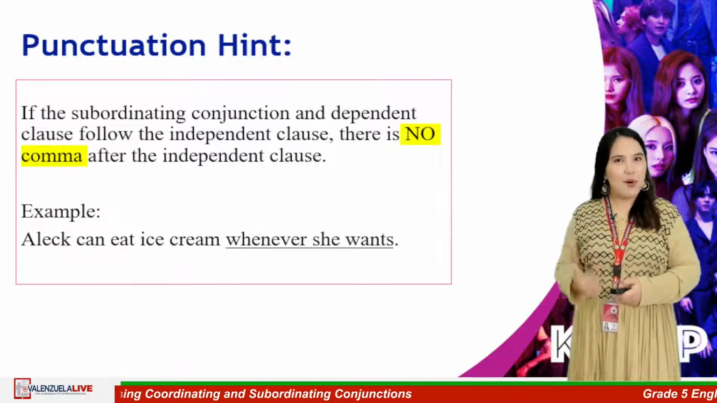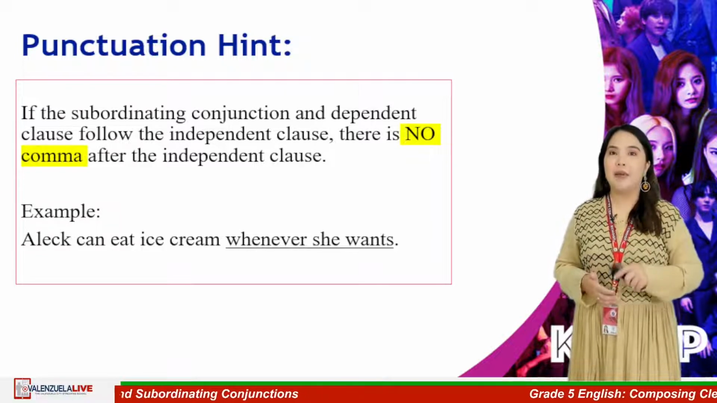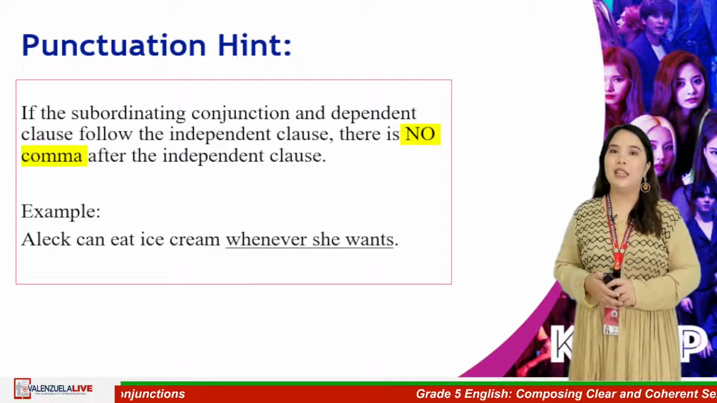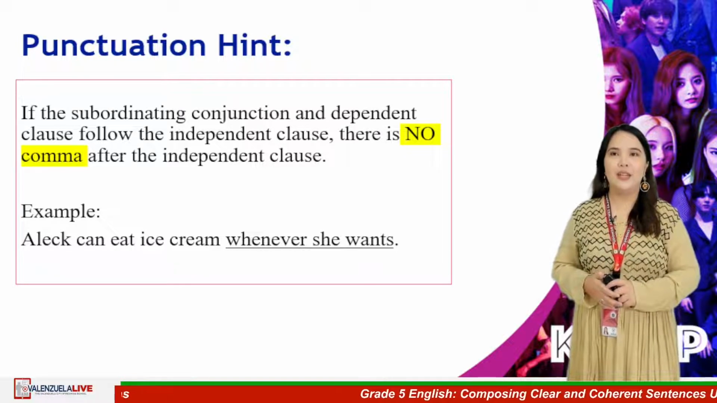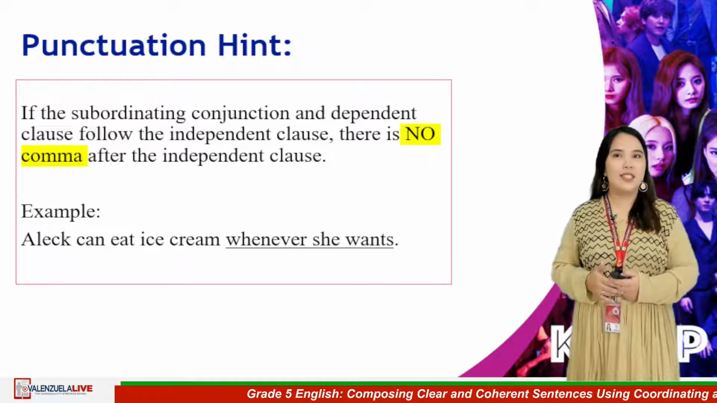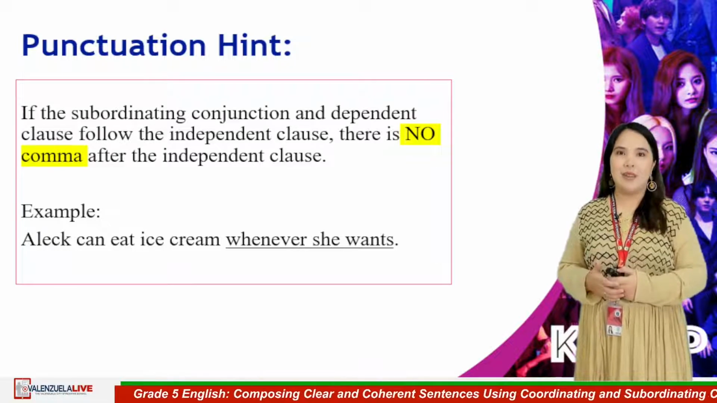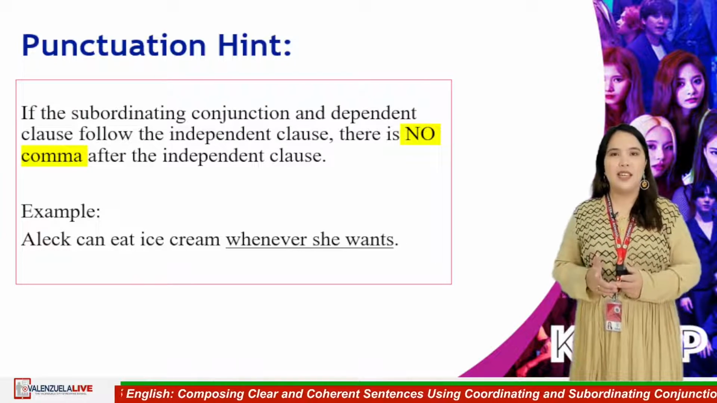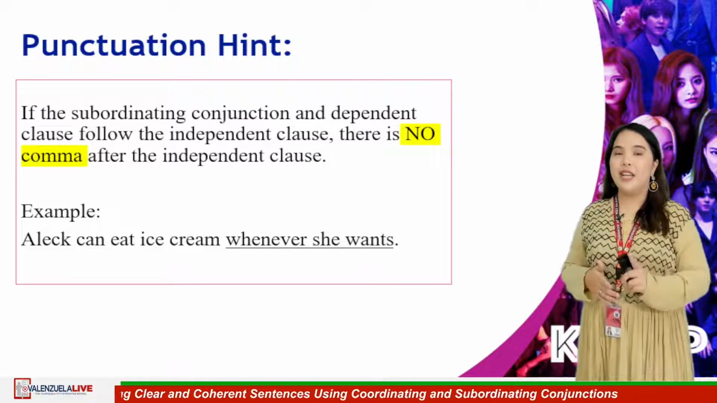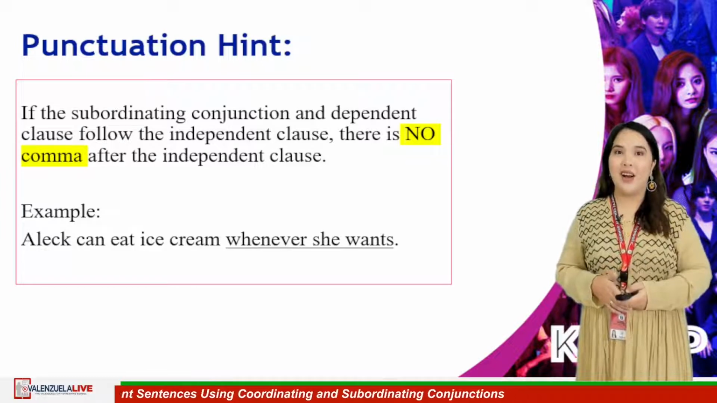And if the subordinating conjunction and dependent clause follow the independent clause, there is no comma after the independent clause. Example: Alec can eat ice cream whenever she wants. So we have the independent clause, Alec can eat ice cream, and the dependent clause is whenever she wants. We are not going to put a comma because the subordinating conjunction is not located at the beginning of the sentence.